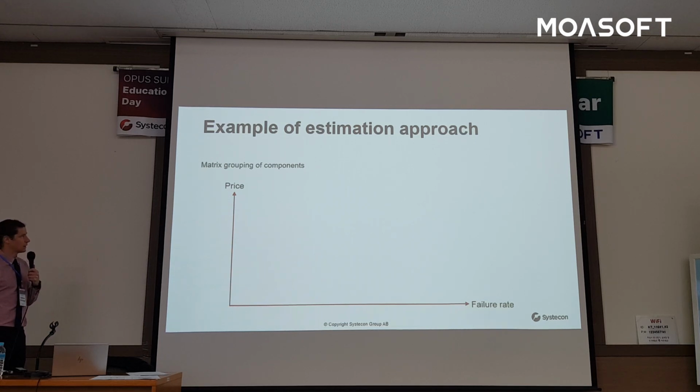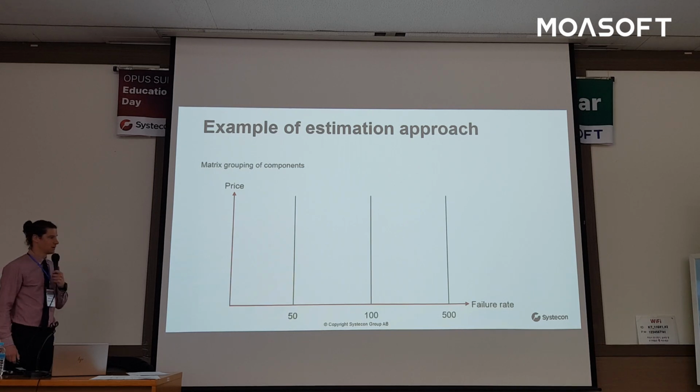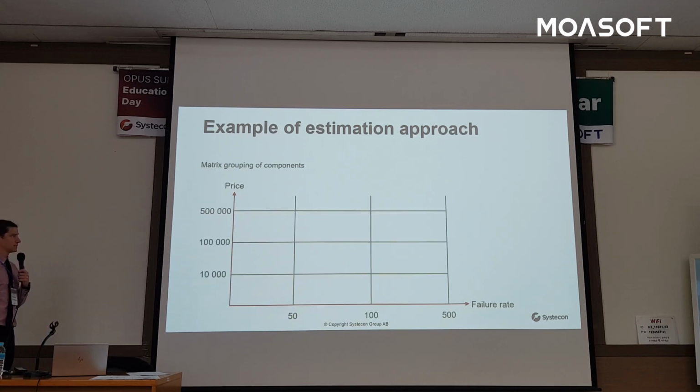So what do we do? Well, we divide those dimensions into different sections. So we say that we split up the failure rate. It can be either between 0 and 50, or 50 and 100, or between 100 and 500. Same thing for prices. We split it up in sectors and say that each component can be either in the span between 0 and 10,000, or between 10 and 100, or 100 and 500,000. Something like that. It's an example.